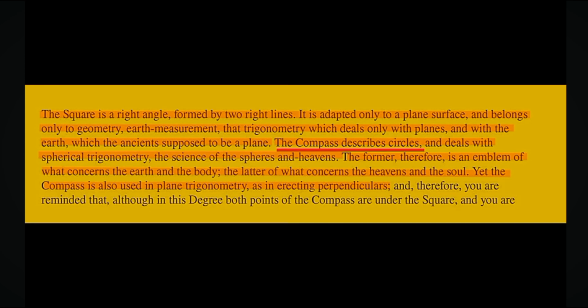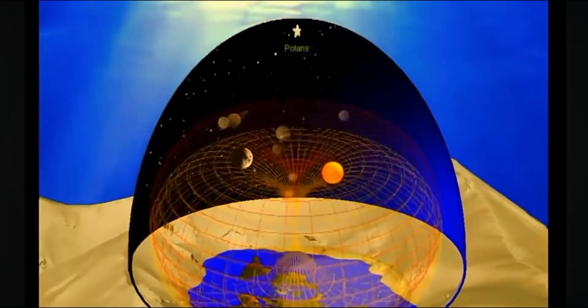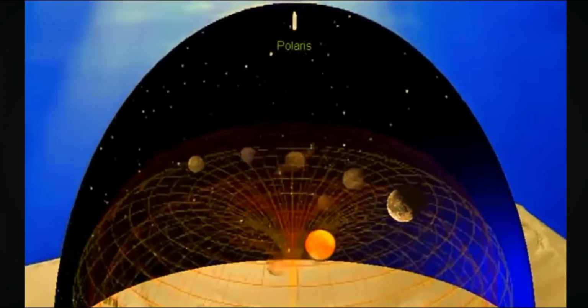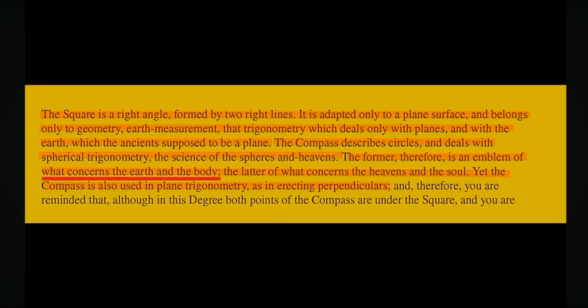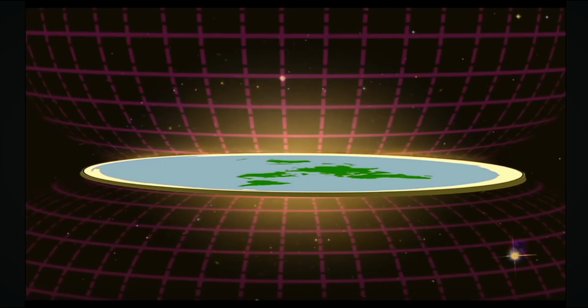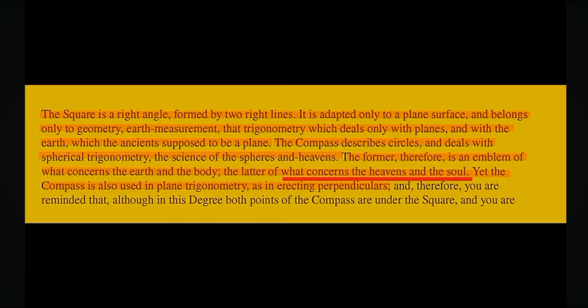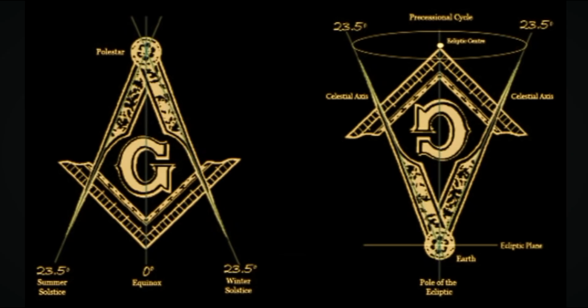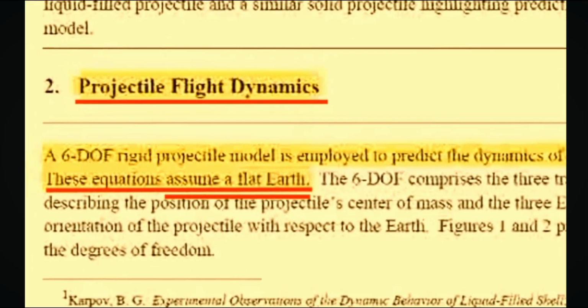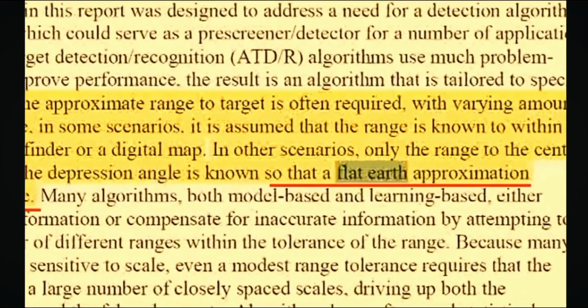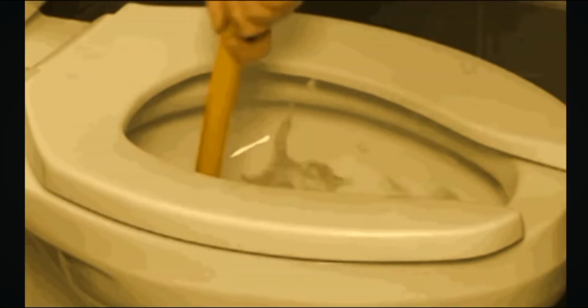The compass describes circles and deals with spherical trigonometry, the science of the spheres and heavens. The former, therefore, is an emblem of what concerns the earth and the body, the latter of what concerns the heavens and the soul. Yet the compass is also used in plane trigonometry, as in erecting perpendiculars. If you ever wondered why NASA and the military are littered with high-ranking Freemasons, now you know.